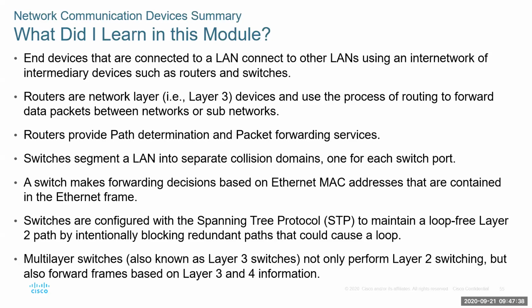Switches will segment a LAN into separate collision domains, one for each port. A switch is going to make those forwarding decisions based on the MAC address contained within the Ethernet frame. It's going to use the MAC address table, or the CAM table, in order to do lookups to find out which port to send it out. Switches are configured with Spanning Tree Protocol in order to prevent loops at layer 2 by intentionally blocking one of the redundant paths that would cause the loop. A multilayer switch, also known as a layer 3 switch, not only performs that layer 2 functionality, but it also does frame forwarding based on layer 3 information.